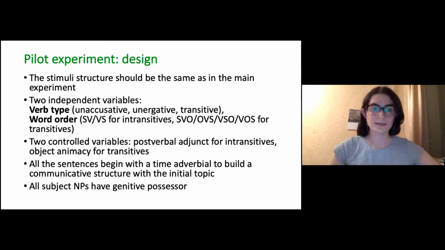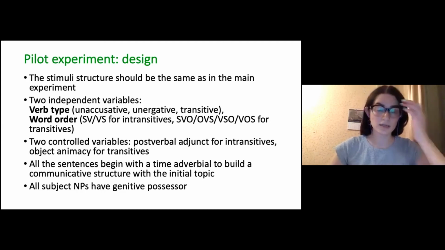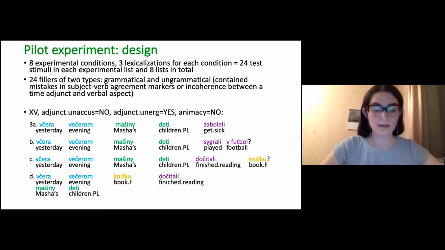So in the pilot experiment, there were two independent variables, verbal type and word order. There were 24 test sentences and 24 filler sentences in each experimental list. Fillers contained grammatical and ungrammatical sentences, and ungrammatical sentences contained mistakes in subject-verb agreement or incoherence between a time adjunct and the verbal aspect.